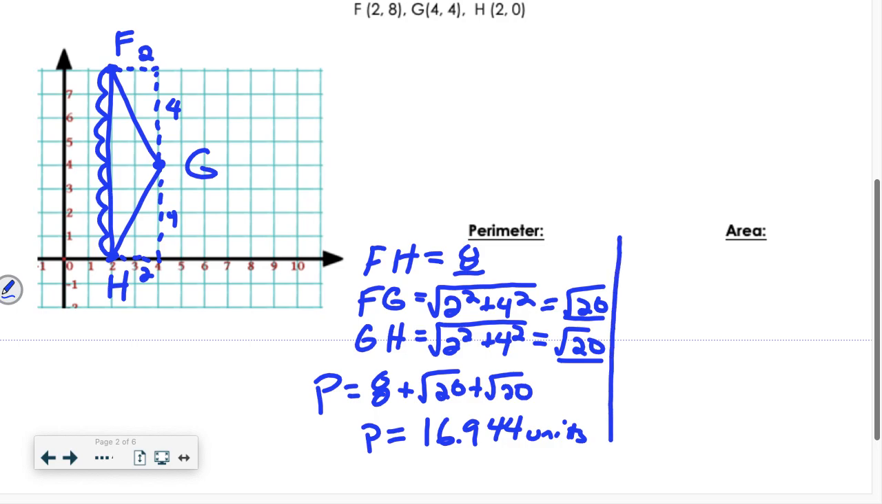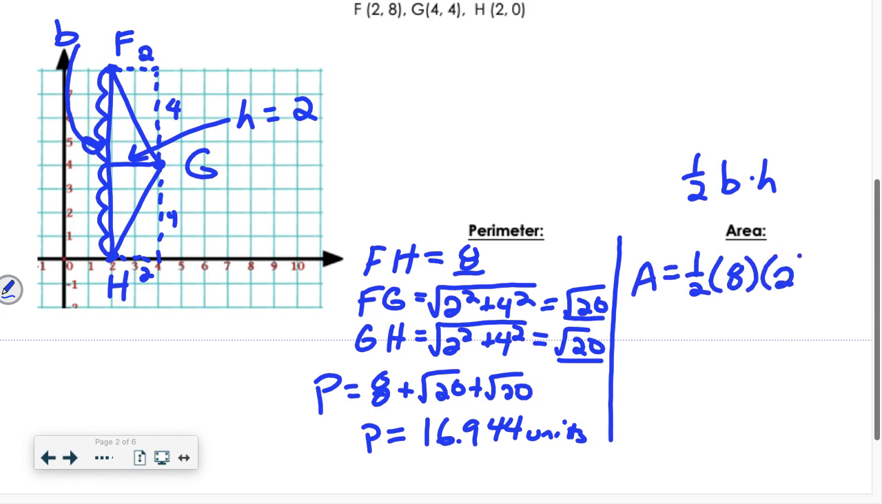For area, we need to use our formula, 1/2 base times height. The thing to remember here is that the height is perpendicular to the base. So I can actually look at any of the three sides as my base, but I'm going to pick the easiest one. My base is right here. It's the length FH. So b in this case is going to be 8. Well, height is perpendicular, and it's going to go to the other vertex. So that's going to be right here. So my height is only 2 when I count that out on the coordinate grid. So my area here is going to be 1/2 times 8 times 2. So this area is going to be 8 square units.